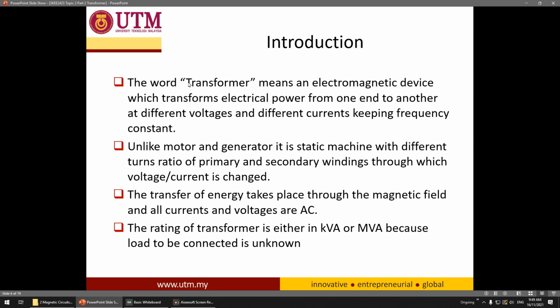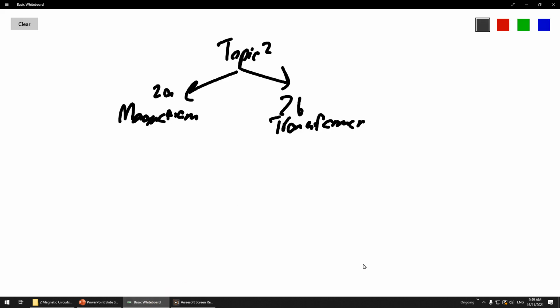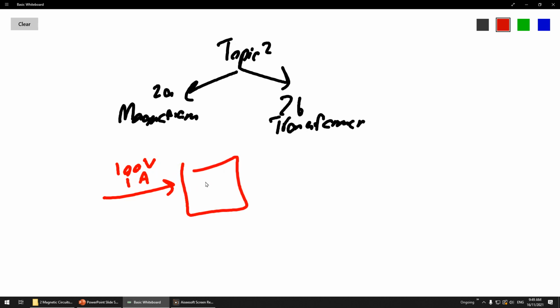Okay, so the word transformer means an electromagnetic device that transforms electrical power from one end to another at different voltage and different current at the same frequency. So what does that mean? Example, this is 100 volt, 1 ampere. So you have a transformer here, TX. Usually we use TX to represent transformer. Okay, and this is 50 Hz. So after the transformer, sometimes you can change this into 1 volt, 100 ampere, but maintain 50 Hz.